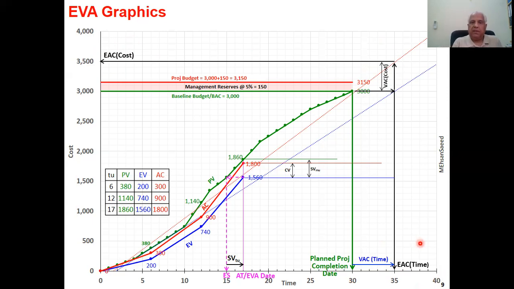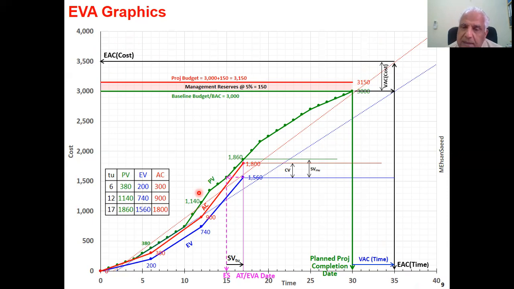Of course, the graph will instantly tell you the situation if the blue line was above the red line, or the red line or the blue line was above the green line. So obviously, you will have to interpret the graph accordingly.